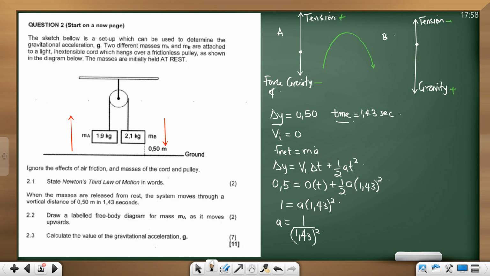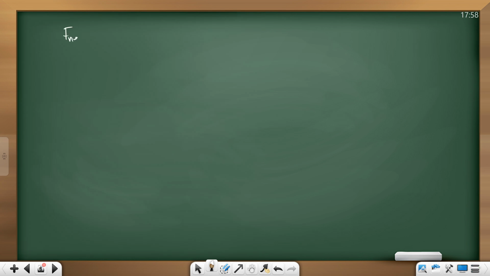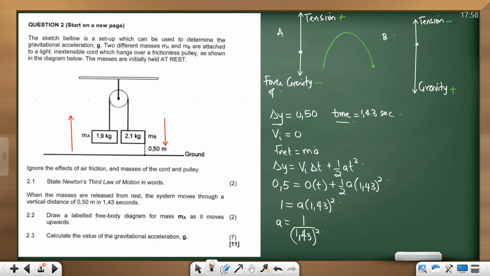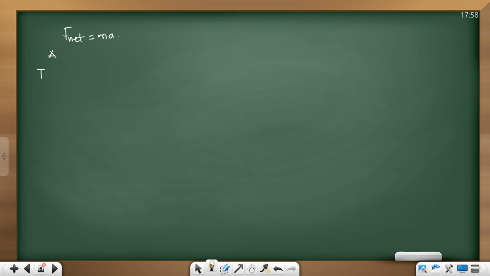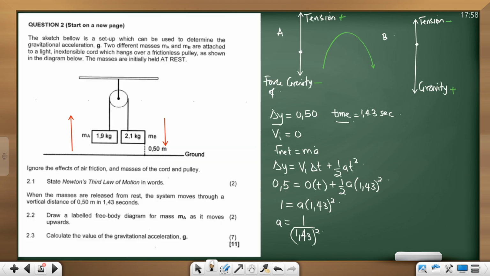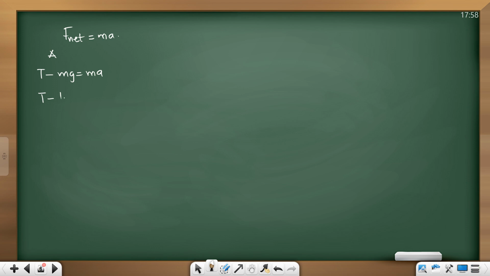All right. Now we can go. Why am I using this? Because I need that acceleration. Now let's go for F net equals to MA now that we have our acceleration. So F net, let's deal with the A. If you check the A, which one is positive? Tension. So T minus mg equals to MA. T minus, what is our M? 1,9. Okay, remember we cannot substitute G this time around. We don't know it. 1,9, 1 over 1,43 all squared. That's our acceleration.